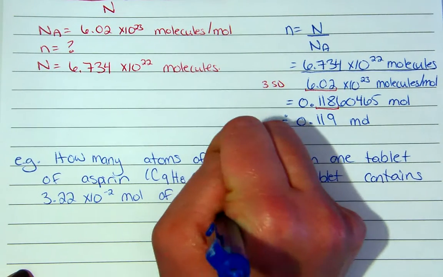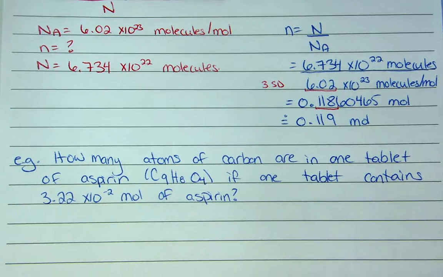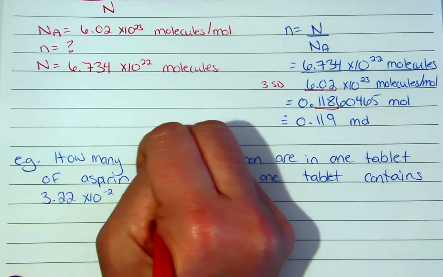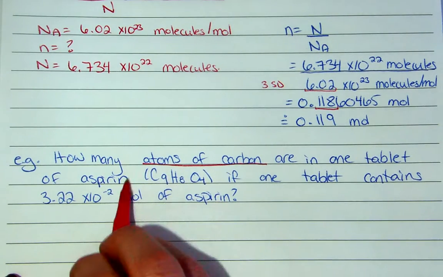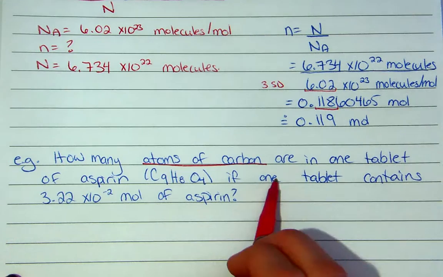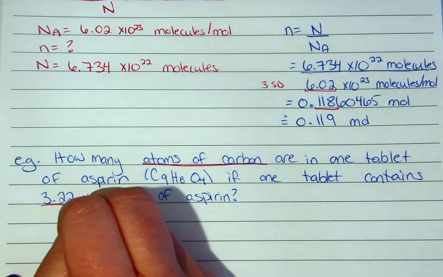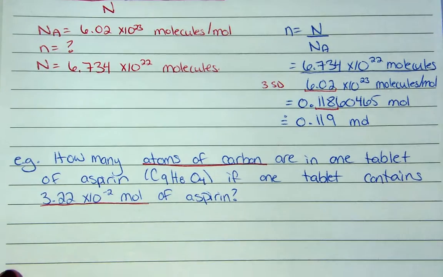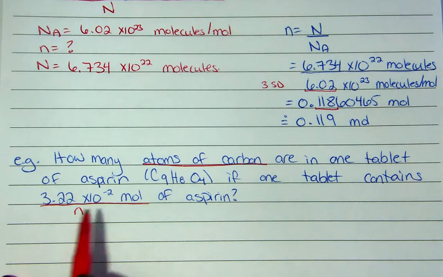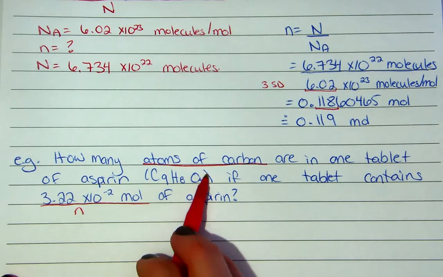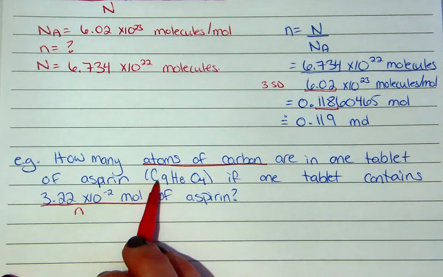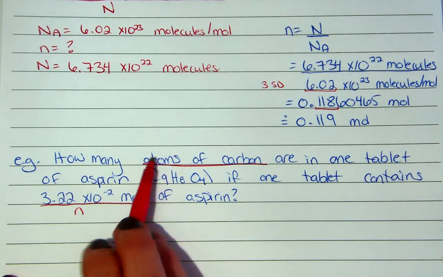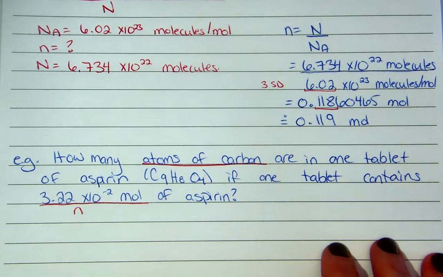This is taking us to the next level. So I've asked how many atoms of carbon are in one tablet of aspirin. I've given you the molecular formula here. If one tablet contains 3.22 times 10 to the negative 2 moles of aspirin, there's our lowercase n. Now, I don't just want to know how many molecules this contains. We're going to go from the number of moles to the number of molecules, from the number of molecules to the number of atoms. This is now going to take 2 steps.